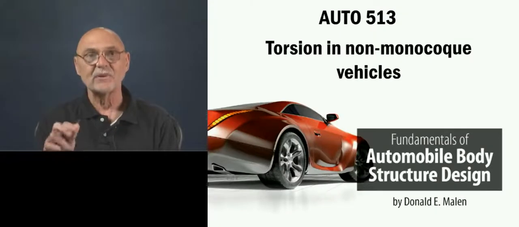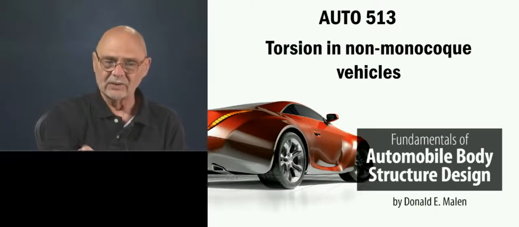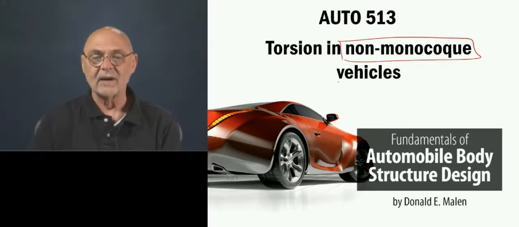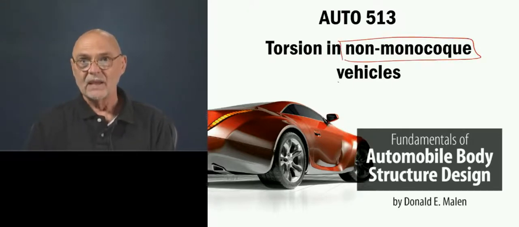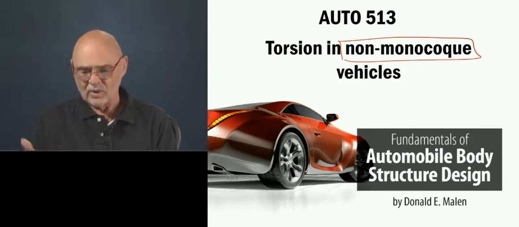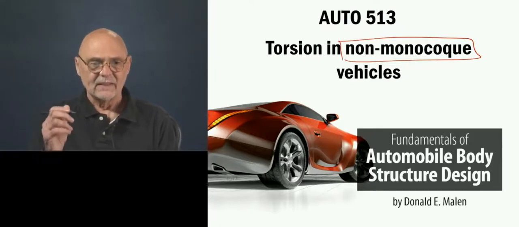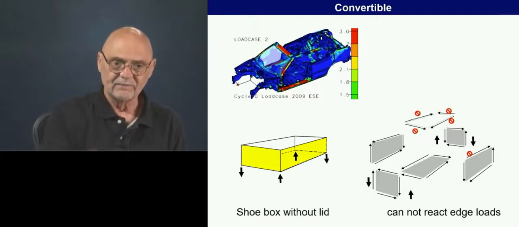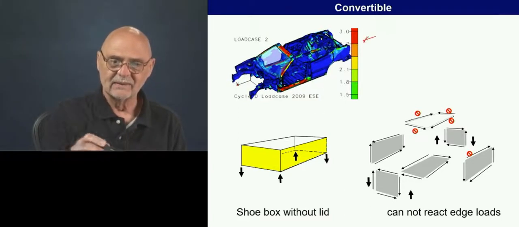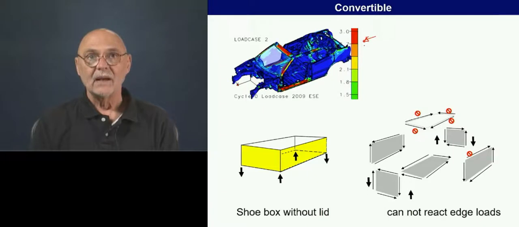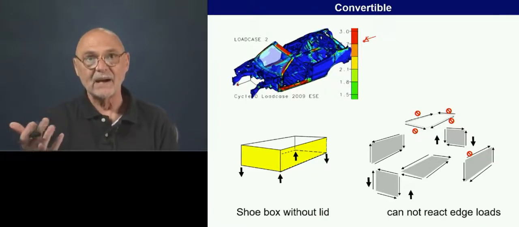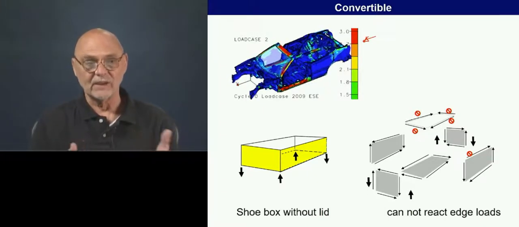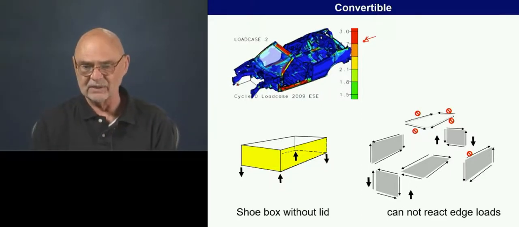Now we're just going to take a smattering of time here to talk about torsion of non-monocoque vehicles. What do we mean by that? Whenever we don't have the closed box. Here we're showing a convertible. We've taken the lid off the box, and all of a sudden the box becomes very flexible, just like the shoe box that we used to introduce the topic.